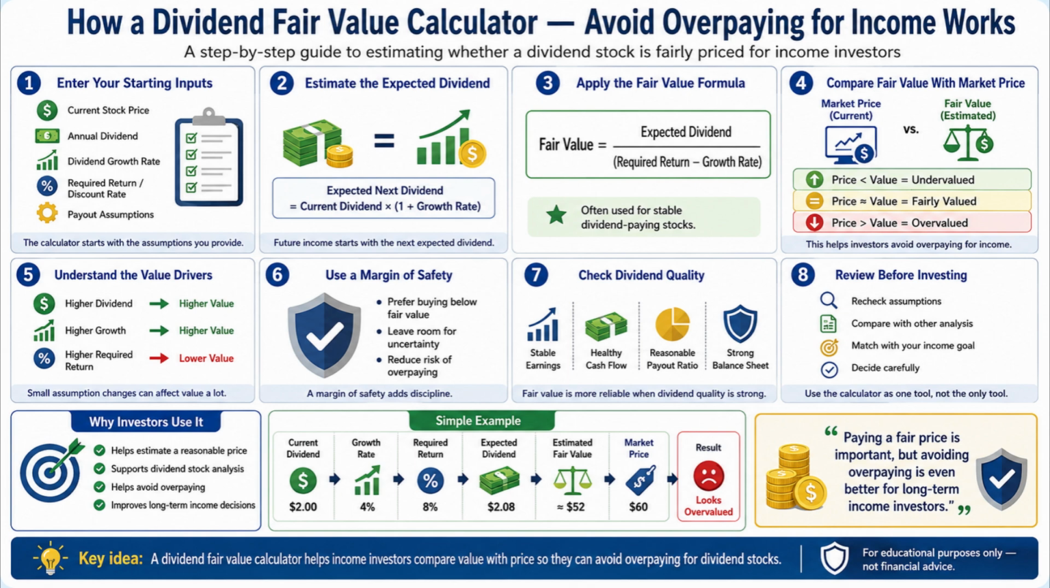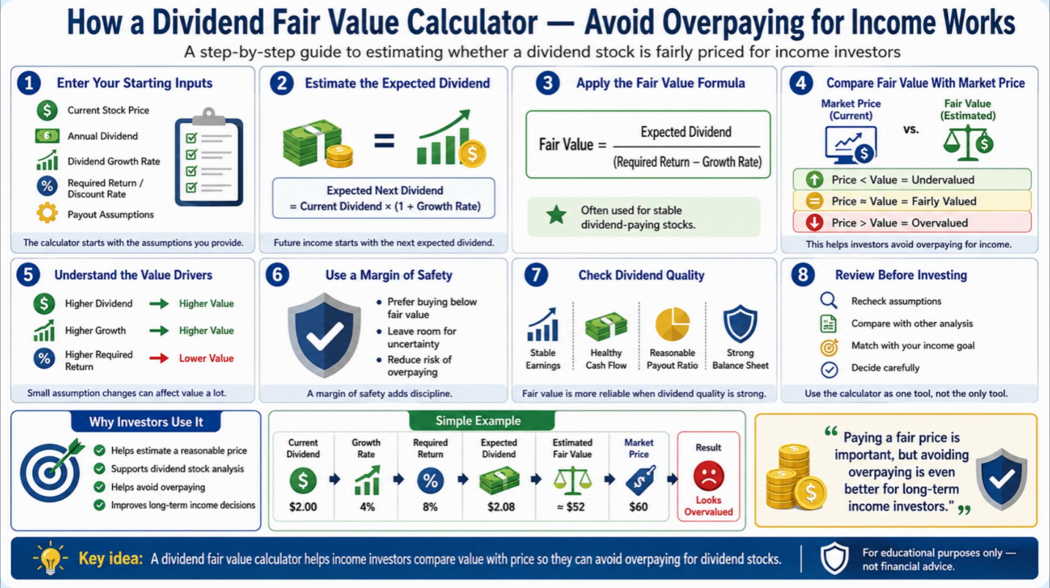After that, the calculator applies the fair value formula. A common simplified version estimates fair value by dividing the expected dividend by the difference between required return and growth rate. This approach is often used for stable dividend-paying stocks, especially when investors want a quick estimate of whether the stock looks reasonably valued. Then, the estimated fair value is compared with the current market price. If the market price is below the estimated fair value, the stock may appear undervalued. If the market price is close to the fair value, it may be fairly valued. On the other hand, if the market price is above the fair value, the stock may appear overvalued, which can warn investors about overpaying for income.